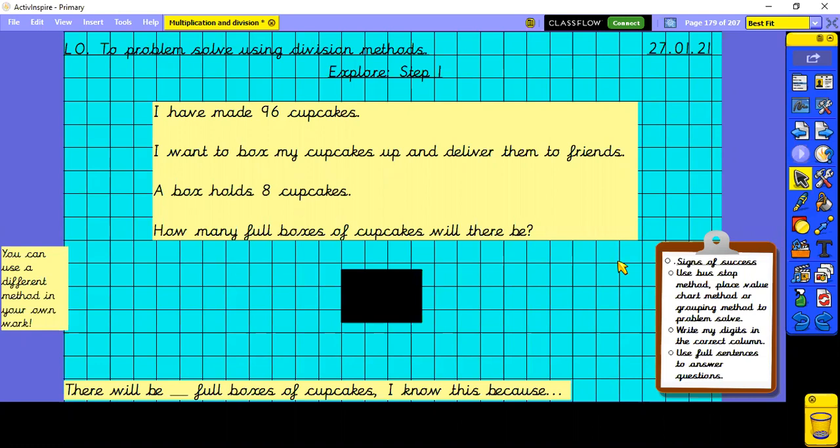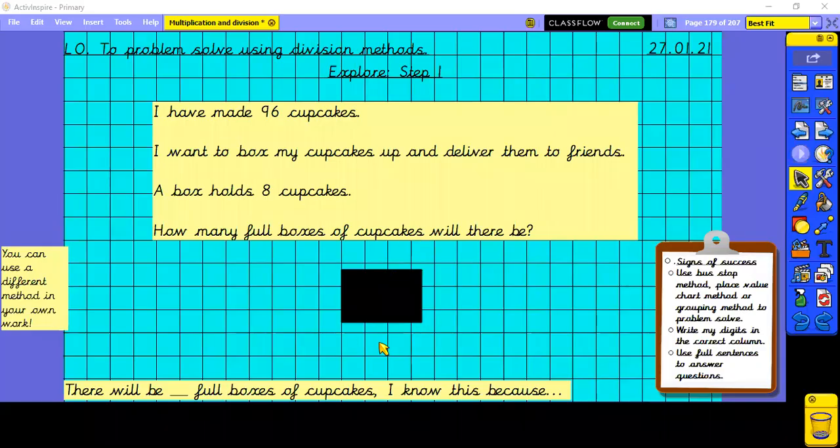So I'm going to read out the problem and I want you to think about what calculation, what division we need to do. So I have made 96 cupcakes. I want to box my cupcakes up and deliver them to friends. A box holds 8 cupcakes. How many full boxes of cupcakes will there be? So think about the numbers you've been given and what division you're going to do with them. So pause the video to have a think about that now.